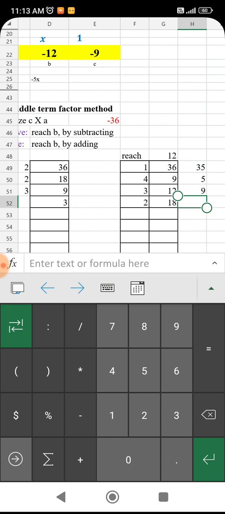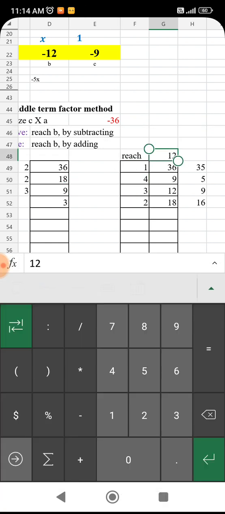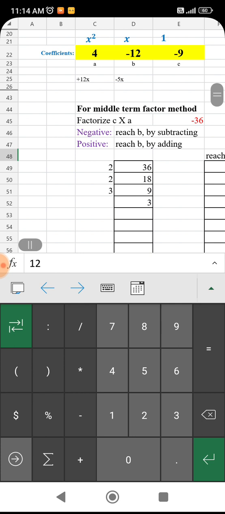So now 18 minus 2 means 16. Now look here. 16 has become larger than 12, and all the numbers have been checked: 1, 2, 3, 4. So we can never reach 12 in the middle term factor method. So for these values we cannot use the middle term factor.